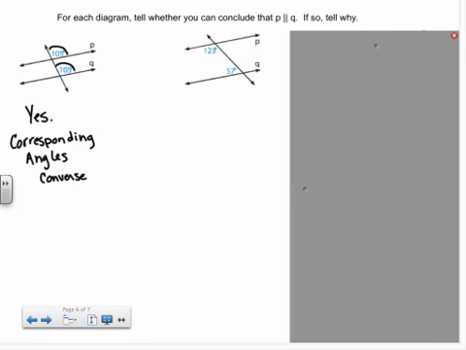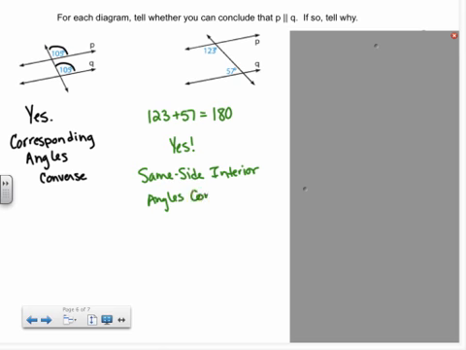In my next problem, I have lines P and Q again cut by a transversal, and I have these two angles measuring 123 degrees and 57 degrees. Hopefully you recognize these as being same side interior angles, and I have the same side interior angles converse that tells me that if two lines are cut by a transversal and same side interior angles are supplementary, then the lines are parallel. So I need to check and see if these two angles are supplementary. 123 degrees plus 57 degrees adds up to 180 degrees. So yes, by the same side interior angles converse, these two lines would be parallel.